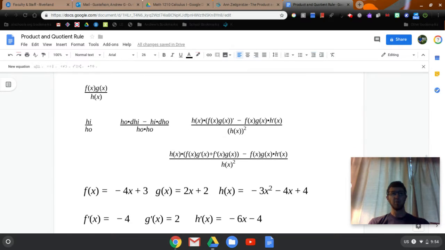For the quotient rule, there are two things going on here. You've got a quotient, a division problem, and you have a product rule in the numerator. So there's a whole bunch of stuff here.